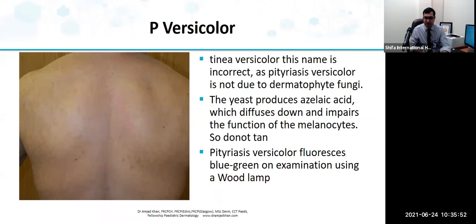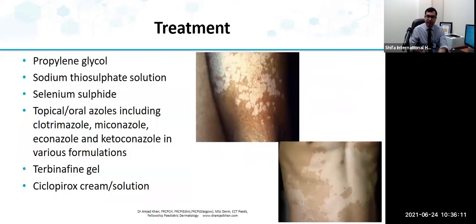Now, the other thing is, again, on the history, you can ask if the patient or the child goes out in the sun, does the skin tan? So the infected skin or the involved skin would not tan. If you have a Wood's light, it can fluoresce and the color is slightly different. You can see it's a blue-green fluorescence. It can be very remarkable. It can be very obvious. It can be very frightening for the family. And some people will get it confused with vitiligo. I've seen at least 2 or 3 patients in London actually being treated for vitiligo, but it was Pityriasis versicolor.